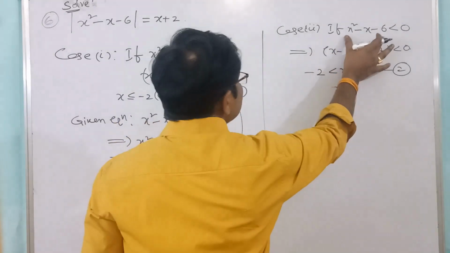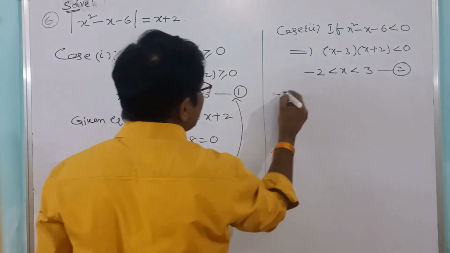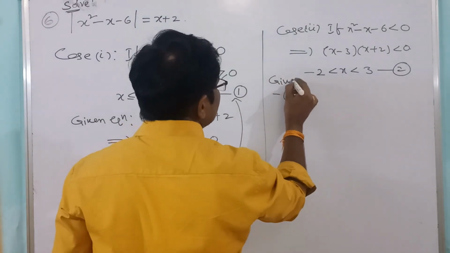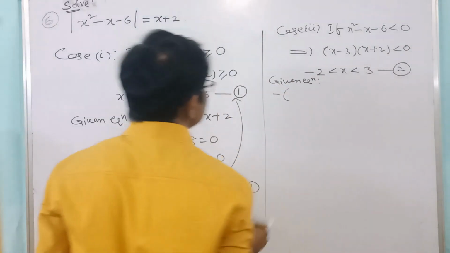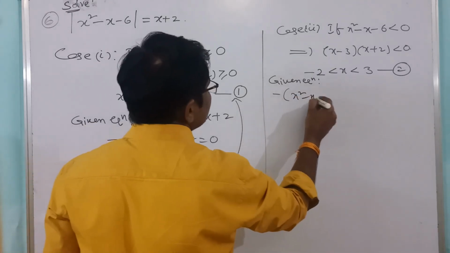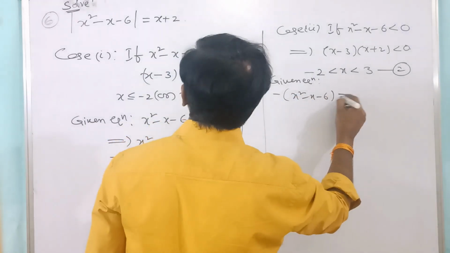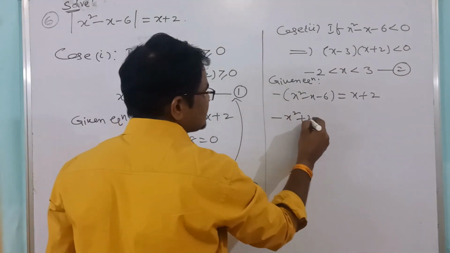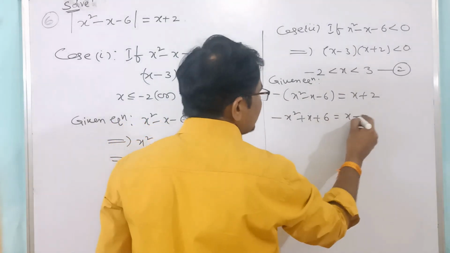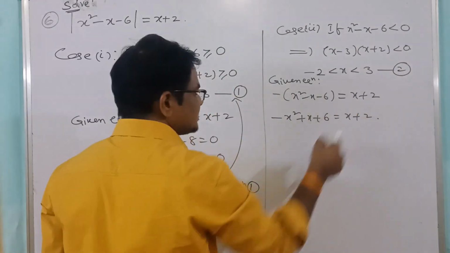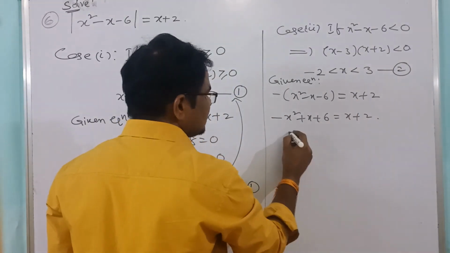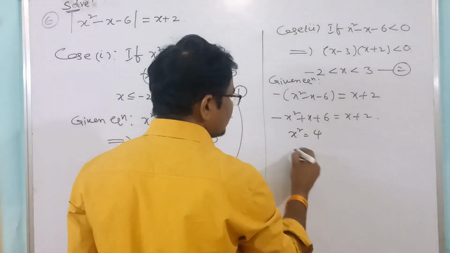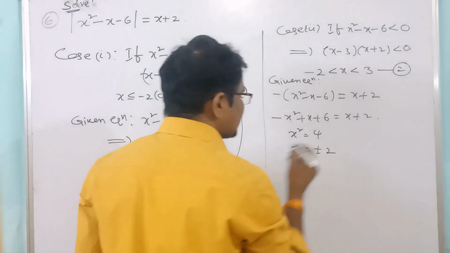So whenever it is less than 0, here we have to take minus of it. Therefore the given equation becomes minus of x square minus x minus 6 equal to x plus 2. Multiply with minus: minus x square plus x plus 6 equal to x plus 2. So here x gets cancelled, this one take that side. Now x square equal to 4, x equal to plus or minus 2.